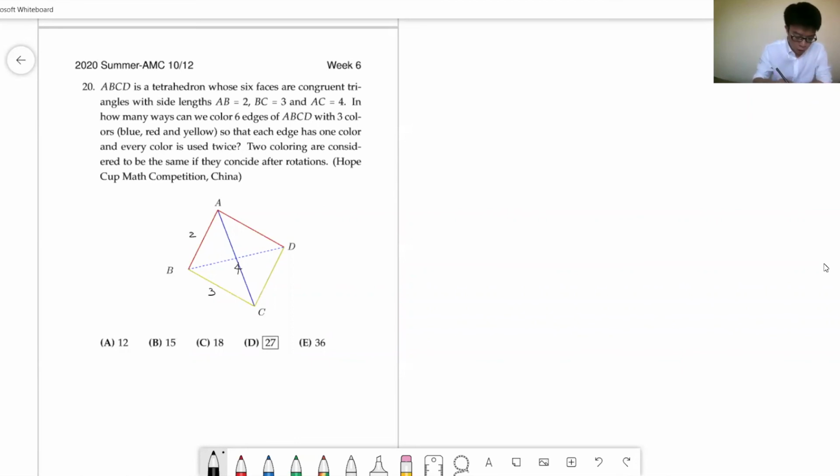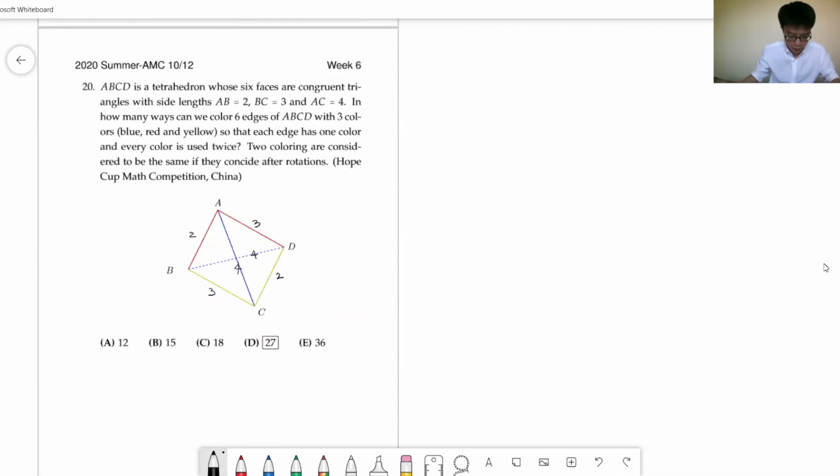And that means we can decide the other sides. So AD has to be 3. If AD equals 2 or 4, then we will have an isosceles triangle, which is not allowed. So AD has to be 3. And then CD must be 2, and BD must be 4. So we see that for this tetrahedron, the opposite edges have the same length. So this kind of tetrahedron we call an isosceles tetrahedron.